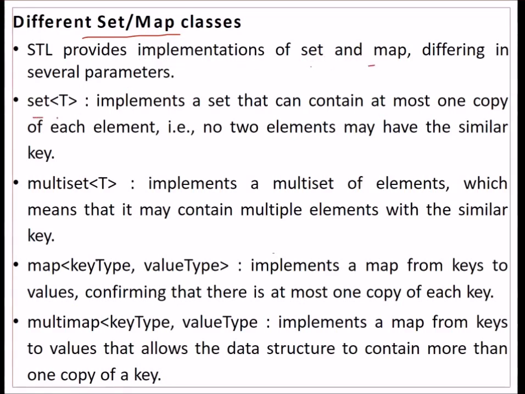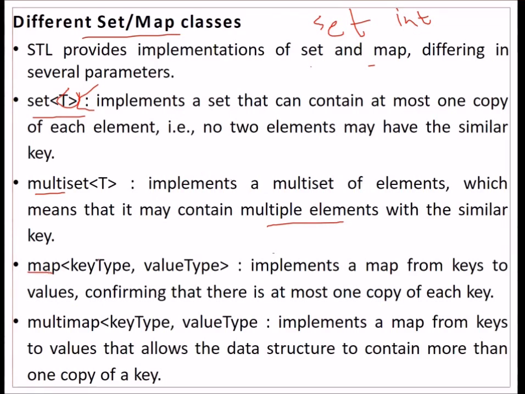For example, set, you have like this, and you have some integer. The set of an integer says that it is of a data type. It implements a set that contains at most one copy of each element. In your high school mathematics, if you recall, a set cannot have duplicate values, but we have multiset also here, which implements a set of elements which allows multiple elements with a similar key.